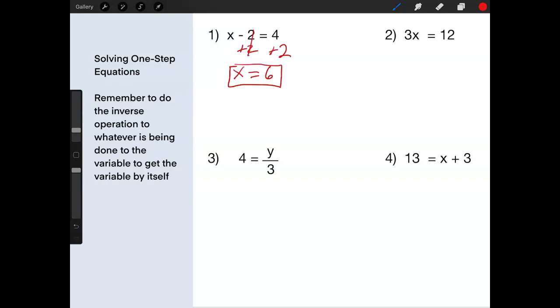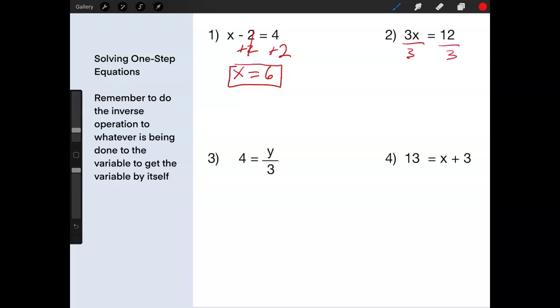Example number 2, 3x equals 12. Whenever we have a number written next to a variable, that means we are multiplying. The inverse or opposite of multiplying by 3 is to divide by 3. So we'll go ahead, divide this side by 3, and since we did it to the left side, we also need to divide this side by 3 as well.